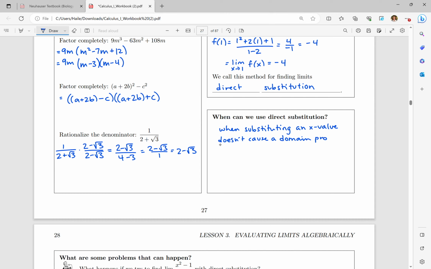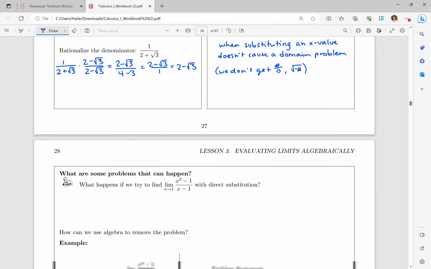And what do I mean by a domain problem? Well, that means that we don't get a number over 0 or the square root of a negative number or something bad, okay? So as long as you plug in a number and you get a number as an answer, direct substitution is the way to go.